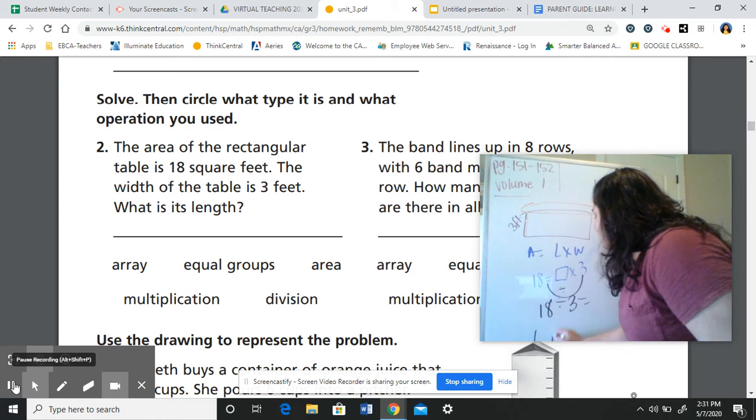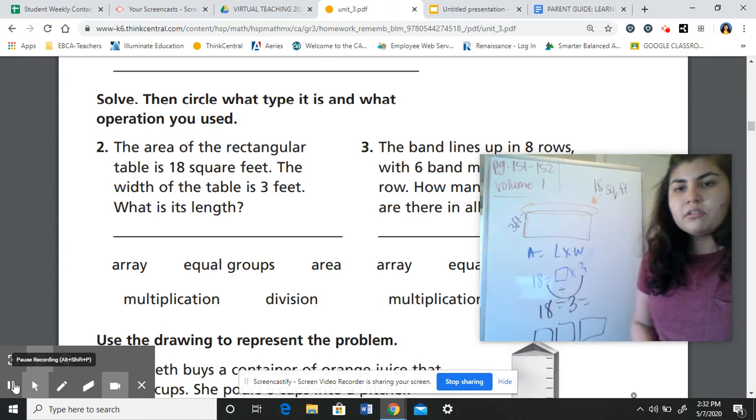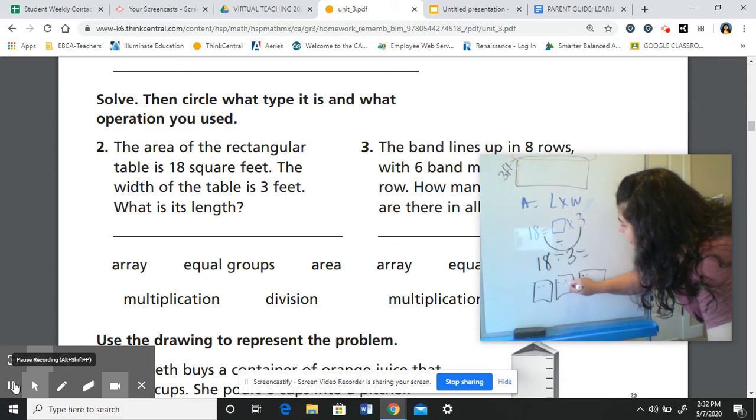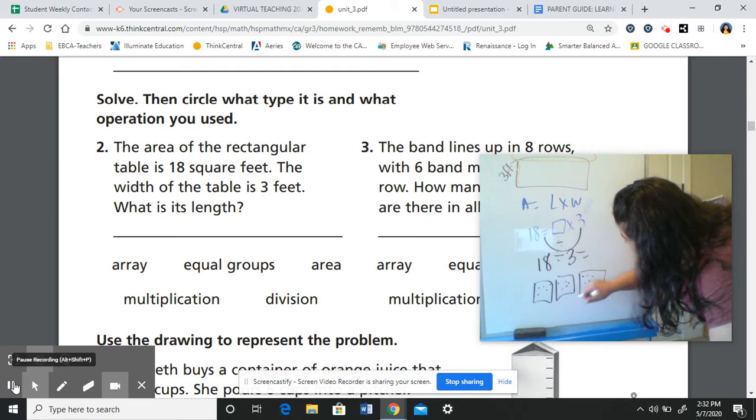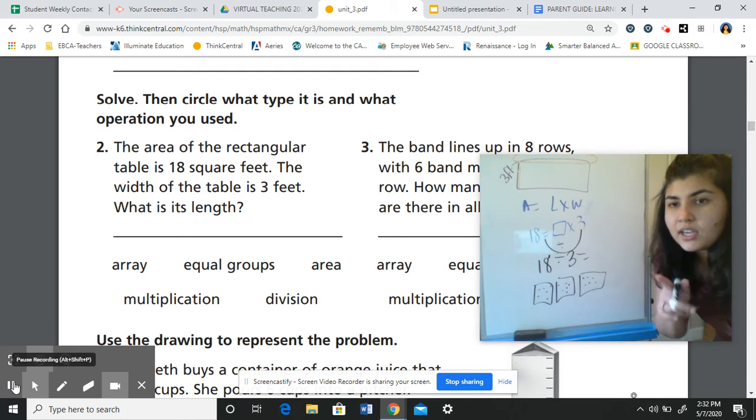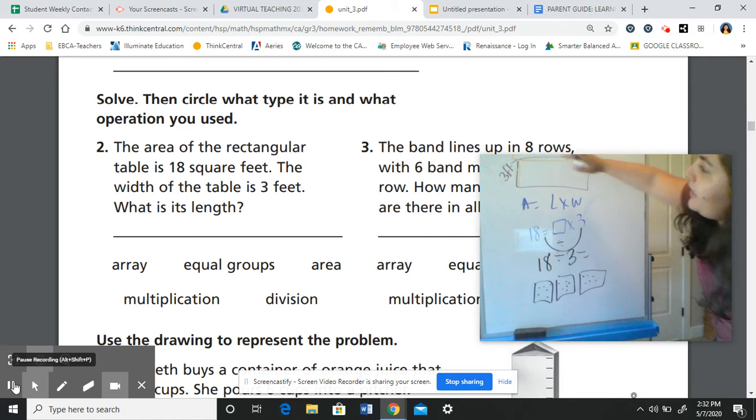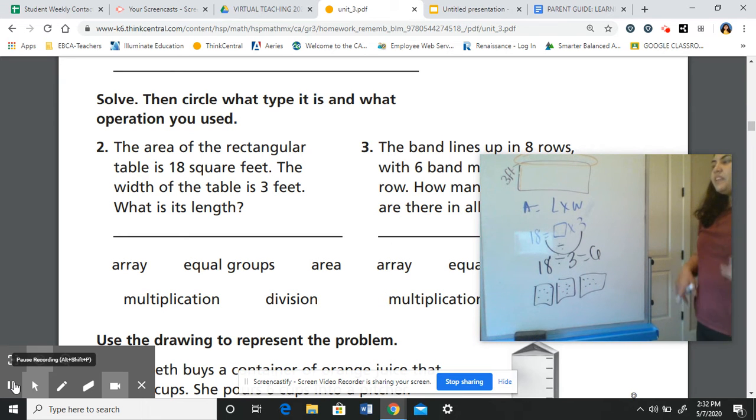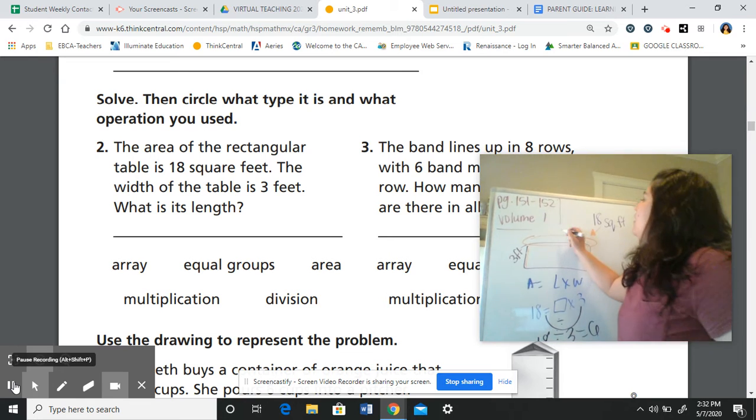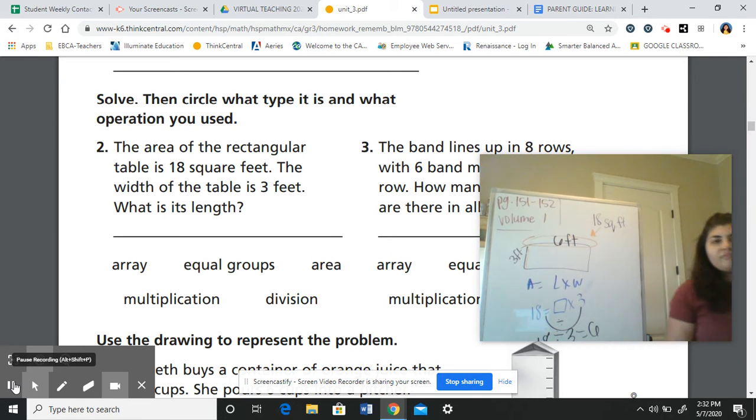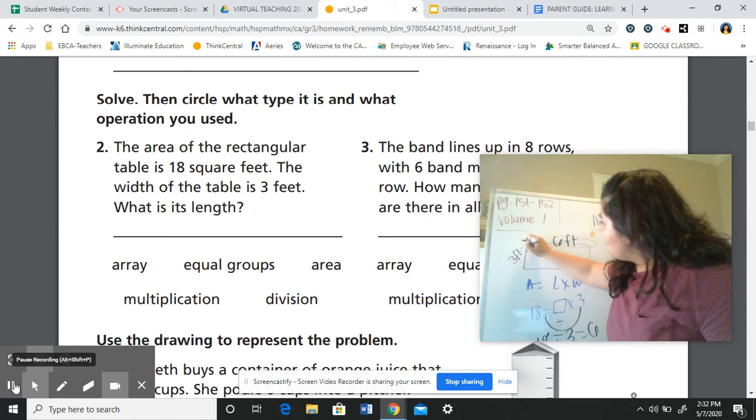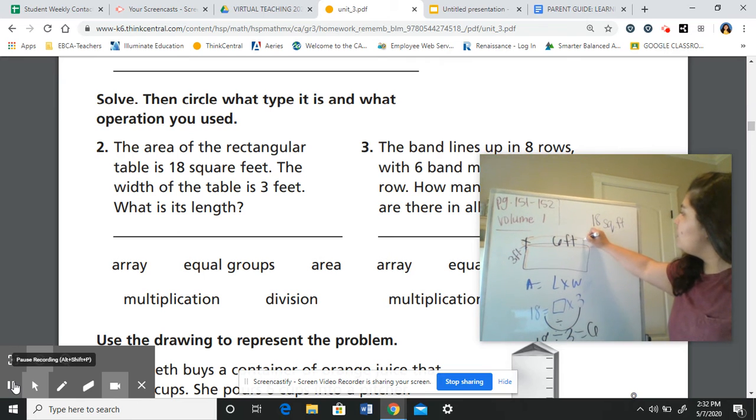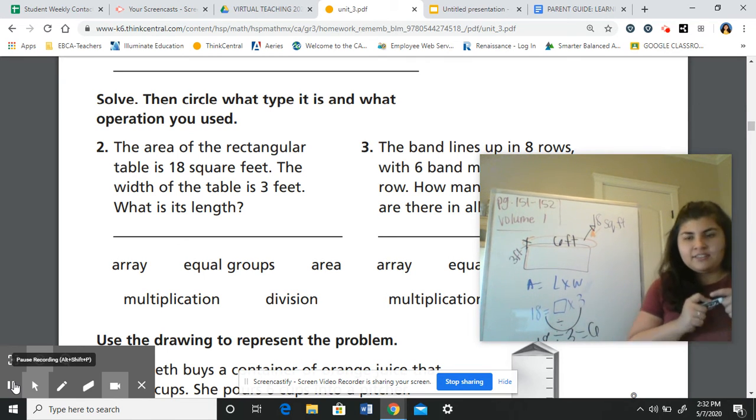I'm going to draw my 3 squares or circles, whatever you want to use as your equal groups, and split those 18 evenly. 1, 2, 3, 4, 5, 6, 7, 8, 9, 10, 11, 12, 13, 14, 15, 16, 17, 18. Stop. I'm going to count one box because I want to know my length. I only want to know one side. So I have 1, 2, 3, 4, 5, 6. That means my length is going to be 6 feet. How can I double check? I can always multiply 6 times 3. I can skip count, draw equal groups, or use an array to make sure that it equals 18 square feet.